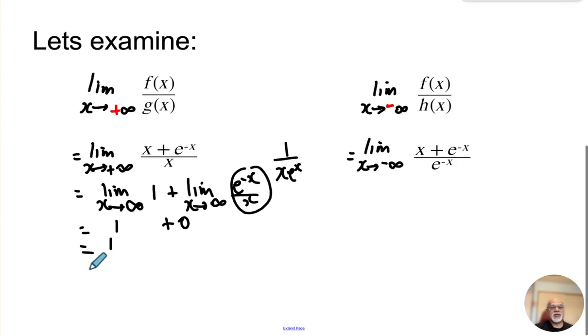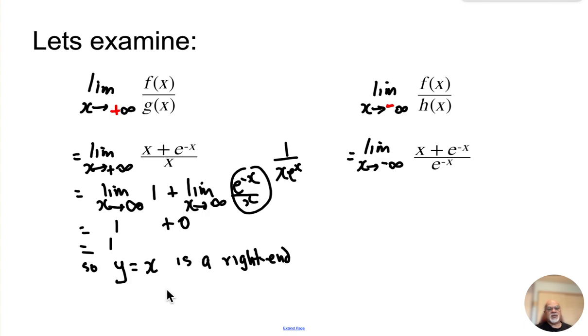And you will recall from the definition up above, so we can say y equals x, namely the thing on the bottom, is a right end behavior model of f of x.